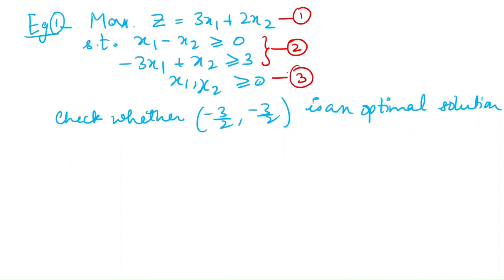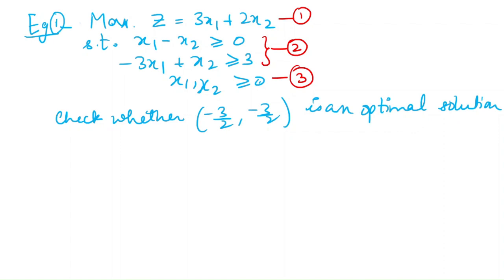Now by looking at this, you could easily identify that x1 and x2 both are less than 0. So if we are talking about -3/2 and -3/2, the set doesn't satisfy the non-negativity constraint. So straight away we are able to find out that it is not a feasible solution. If it would be a solution, then it won't be a feasible solution. So it can't be an optimal solution also.